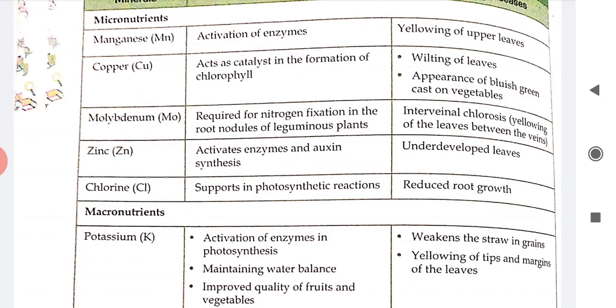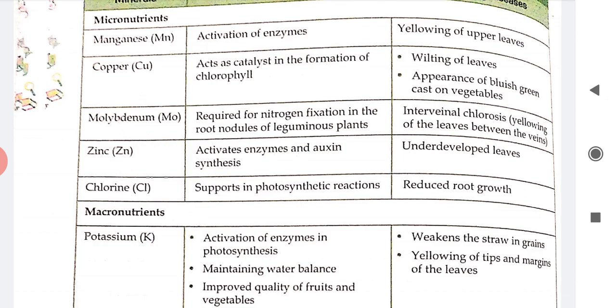Its deficiency is yellowing of upper leaves. You know that the leaves are the basis for the production of food, that means photosynthesis occurs in the leaves. So in the deficiency of manganese, the green upper portion of the leaves gets yellow.